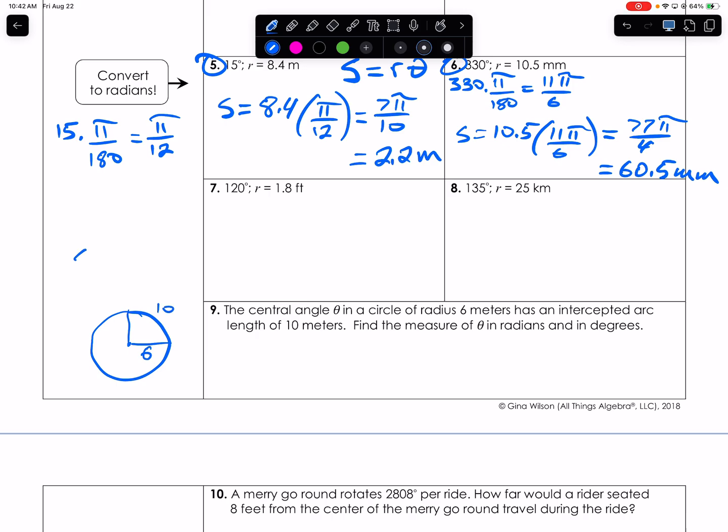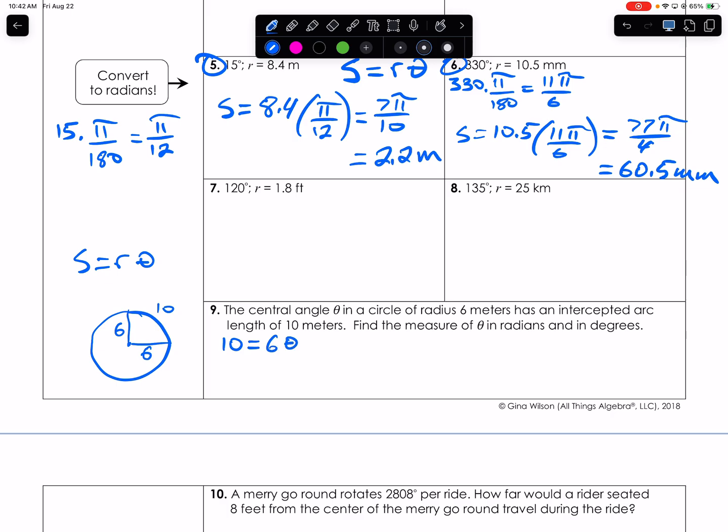So if we think about our S equals radius times theta equation, what 2 parts do we have? What's the 10? That is S, good. So 10 is the S. The R is 6, from the center to the edge of the circle. This is also 6, because we can go to any edge of the circle, it's still radius. So we have 6 times theta.